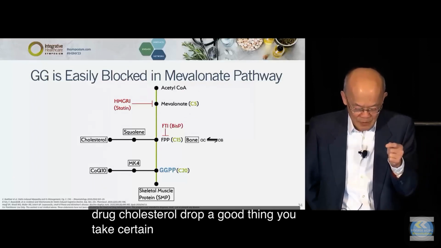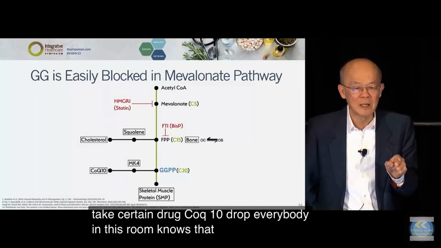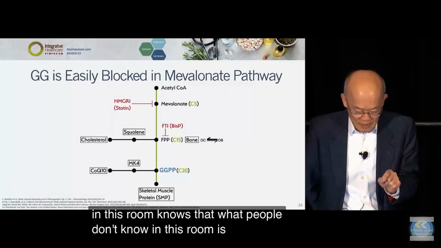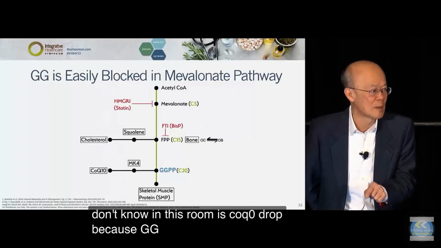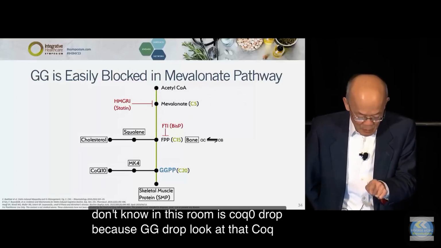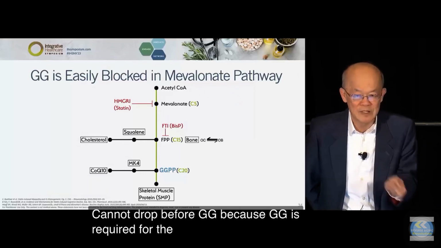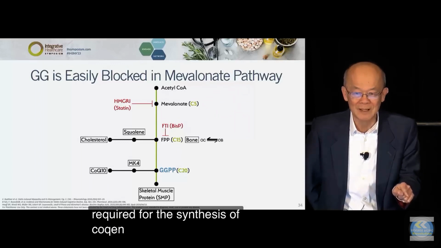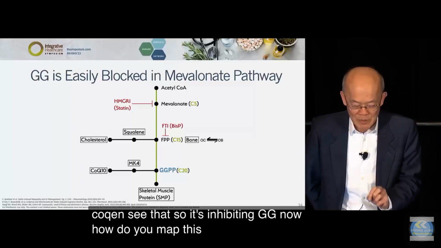You take statin drug, CoQ10 drops. Everybody in this room knows that. What people don't know in this room is CoQ10 drops because GG drops. Look at that. CoQ10 cannot drop before GG because GG is required for the synthesis of CoQ10. See that? So it's inhibiting GG. Now, how do you map this together?